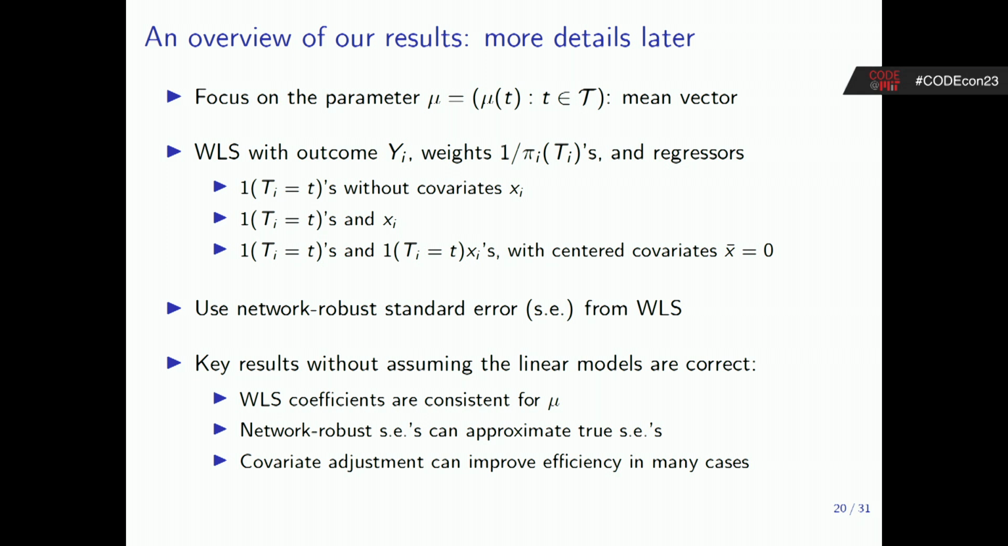If you want to estimate the variance, use the network robust standard error. Theoretically, the results say the point estimator and variance estimator work without assuming the linear model is correct. The network robust standard error works in the following sense: the coefficients are consistent for mu, the network robust standard errors can approximate the true standard errors, and covariate adjustment can improve efficiency in many cases. That's our conclusion.